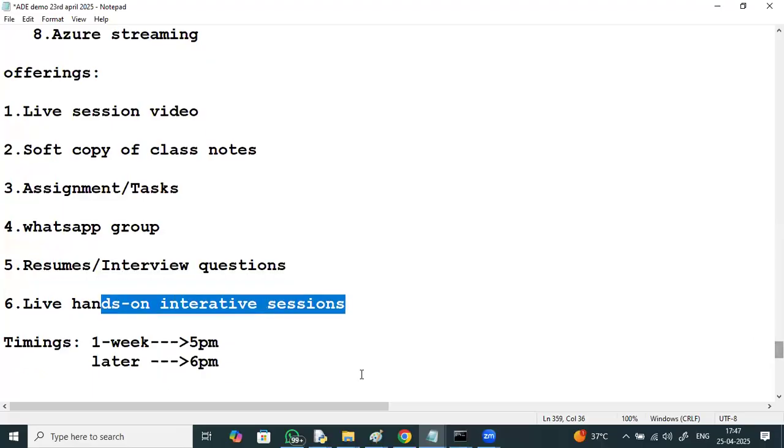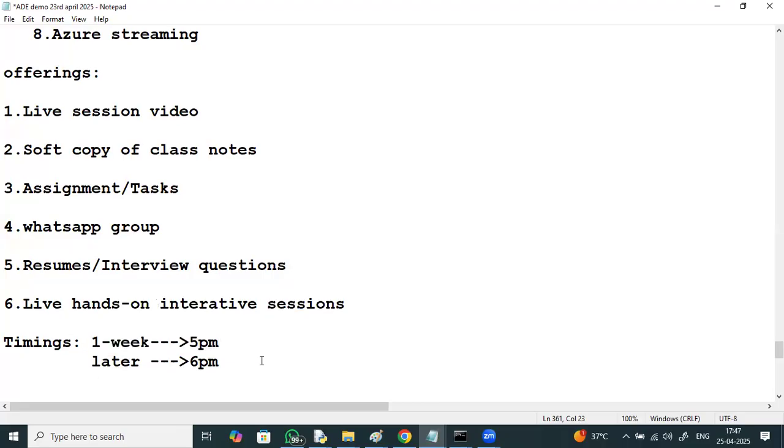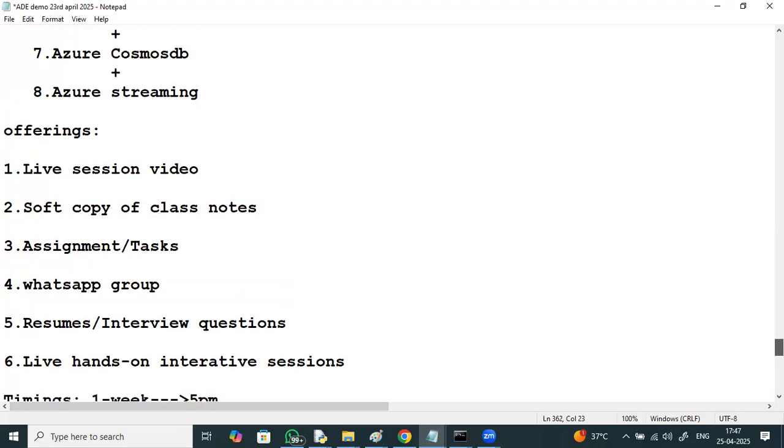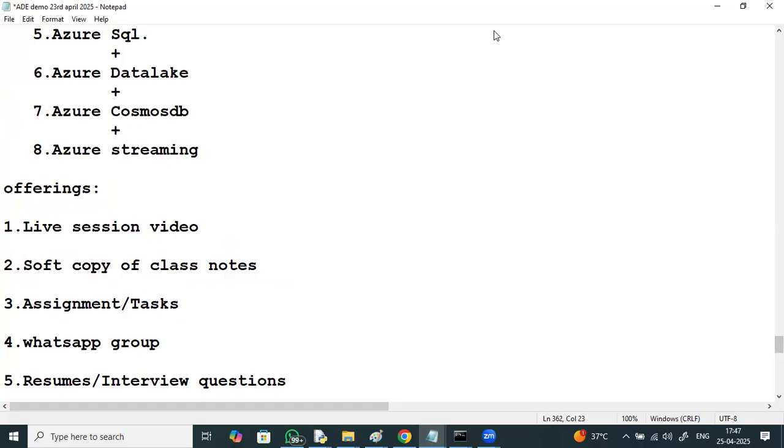I'm making it clear about the timings. For the first 1 week it will be at 5 p.m. Later it will be at 6 p.m. You can check in the chart. The course content is provided, you can check in that. If you have any concern, you can contact the contact details they have provided. They have provided 4 contact details. Tomorrow the link will be changing, so you are supposed to get enrolled to get the new link.